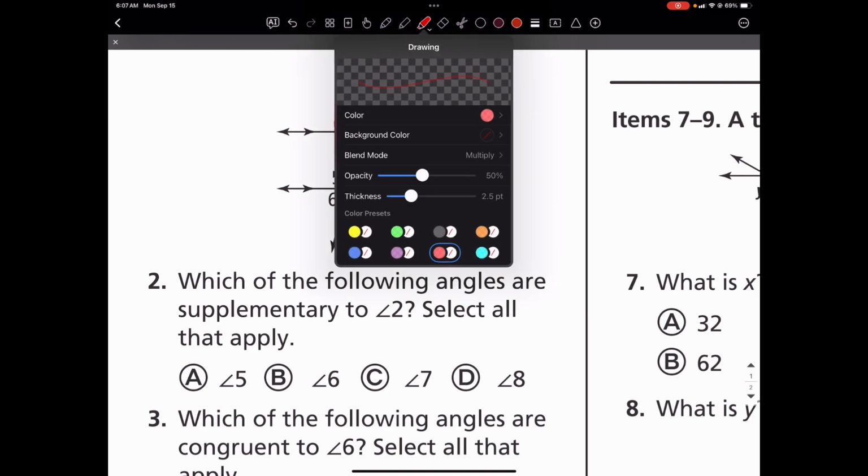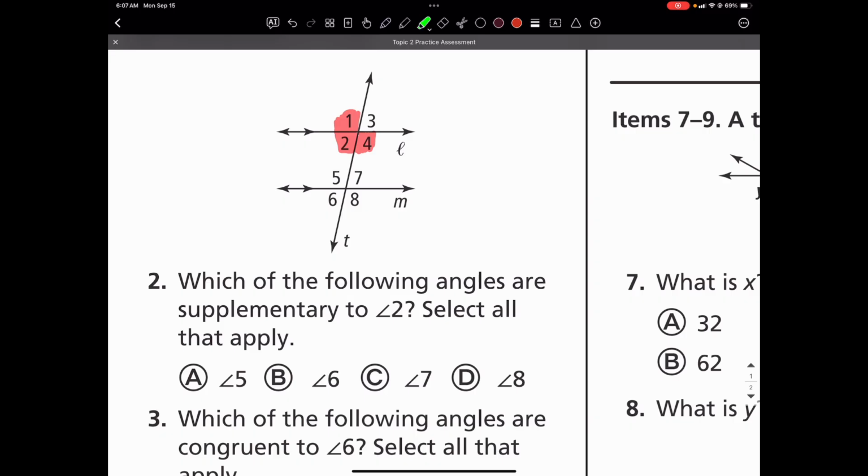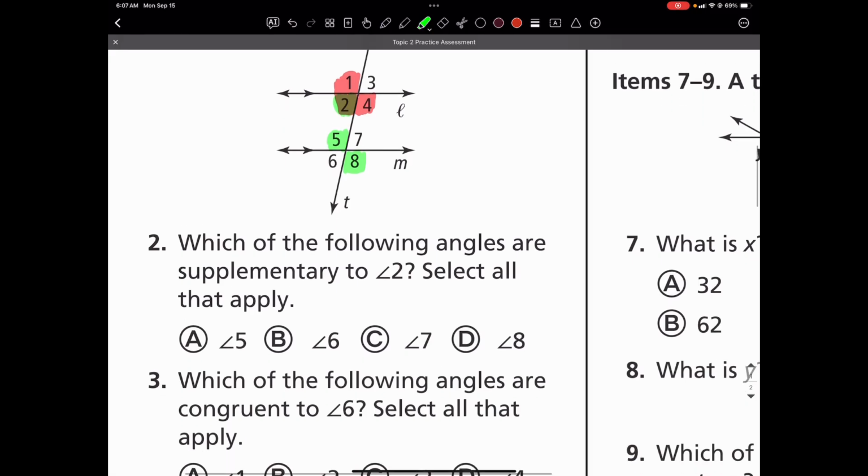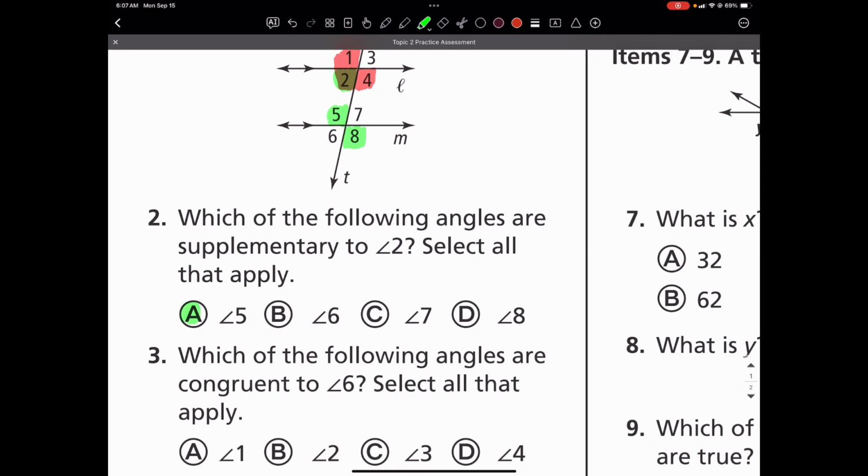Then, based on the other theorems and postulates we know, same side interior angles are supplementary. So angle 5 is also supplementary with angle 2, right? And since angle 5 is the same as angle 8 because they are vertical angles, then angle 8 would also be supplementary to angle 2. So we have 1, 4, 5, and 8. So 5 is the answer choice. 8 is an answer choice. So if you notice, it says select all that apply. So make sure you're selecting multiple choices if they apply.